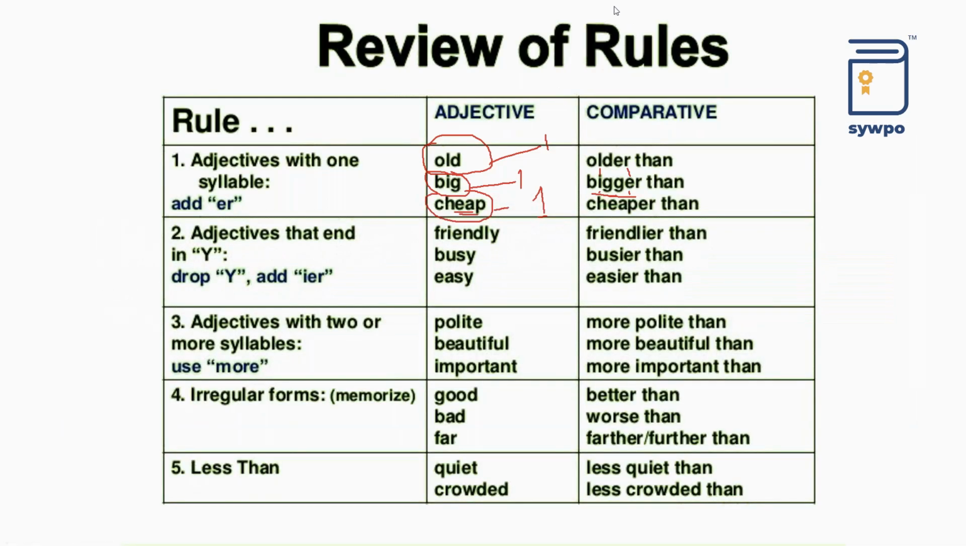So the first rule says if you have adjectives which have one syllable, like these ones, then you add ER to it. You see ER, you add just ER. Look, ER, ER, and ER. So old becomes older, big becomes bigger, and cheap becomes cheaper.